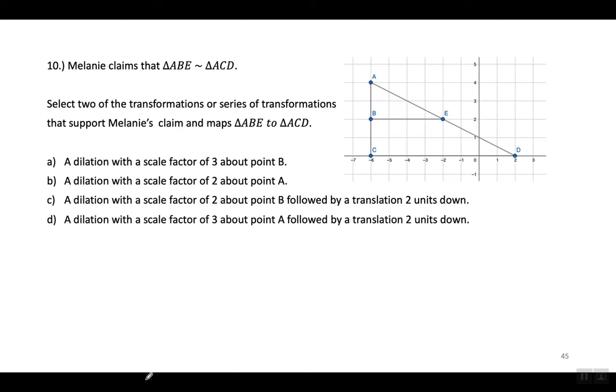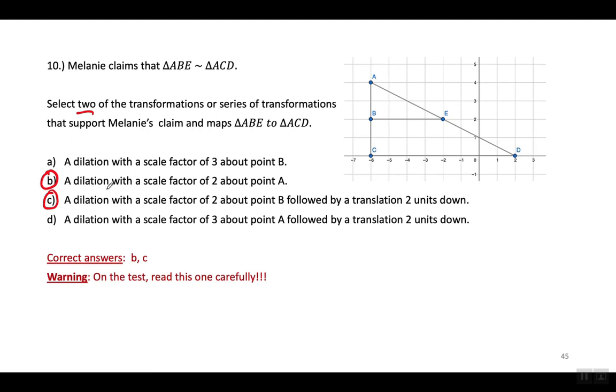Alright, number 10. Melanie claims the triangle ABE is similar to triangle ACD. So ABE is the small triangle, and ACD is the big triangle. Select 2 of the transformations or series of transformations that support Melanie's claim and map triangle ABE to triangle ACD. For the sake of speeding this up, let's look at the correct answers. B and C. Let's look at them a second.